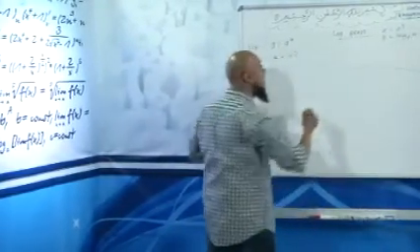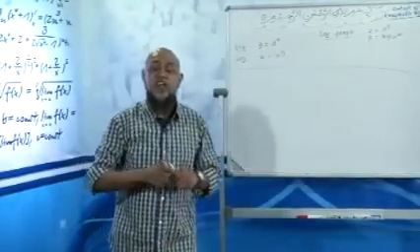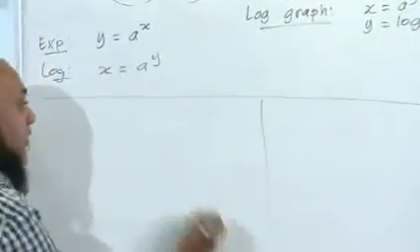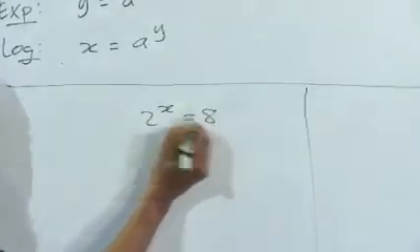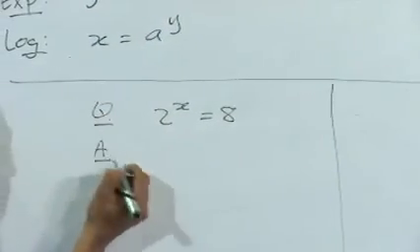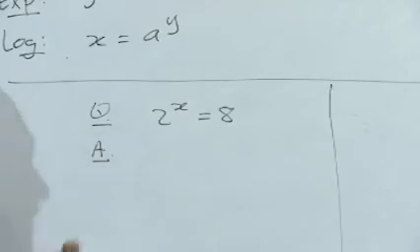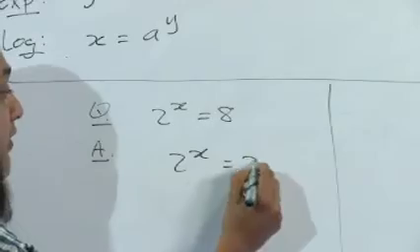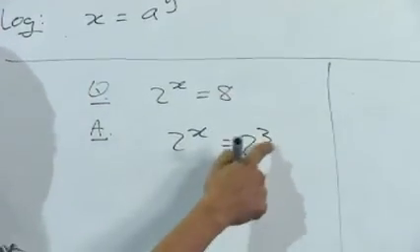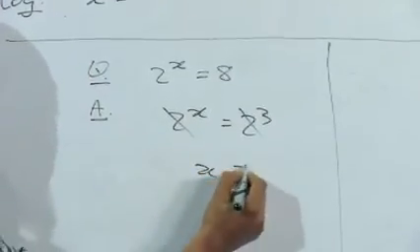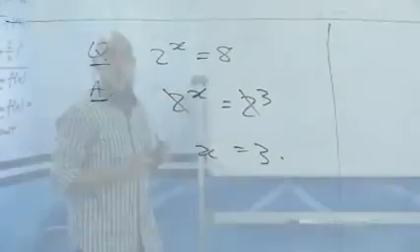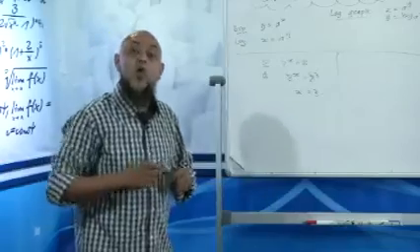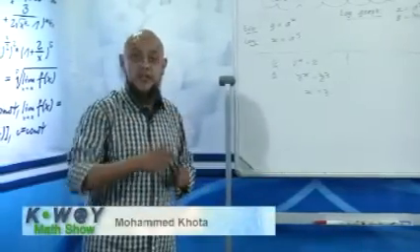Now let's explain what a log is. Before we actually go into log graphs, let's explain what logs are and why we use them. You do know that when we had 2 to the power x equal to 8 from our exponential equations, to solve for x we had to make the bases the same. So we said 2 to the power x was equal to 2 to the power 3, because 8 is 2 to the power 3. We made the bases the same, and x was equal to 3. What happens if we cannot make the bases the same?